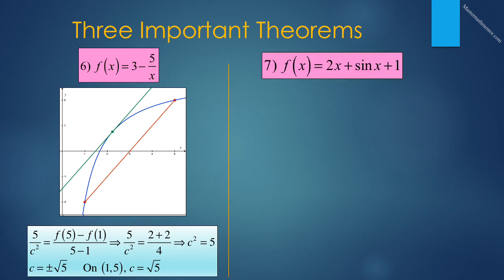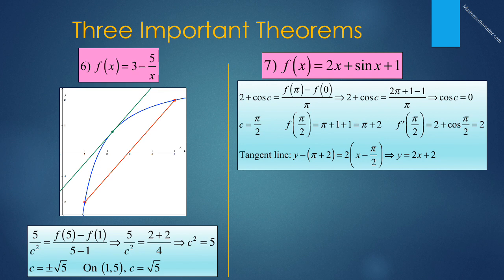Hi. In number 7, you are asked to find the equation of the tangent line to the graph of f of x equals 2x plus sine x plus 1 on the interval 0 to pi at the point that is the solution of the mean value theorem, and to confirm by calculator. Our curve is certainly differentiable. So the derivative at c is 2 plus cosine c is equal to f of pi minus f of 0 over pi. And that leaves us with 2 plus cosine c is equal to 2 pi plus 1 minus 1 all over pi, and we get cosine c is equal to 0. So the point of tangency c is pi over 2.